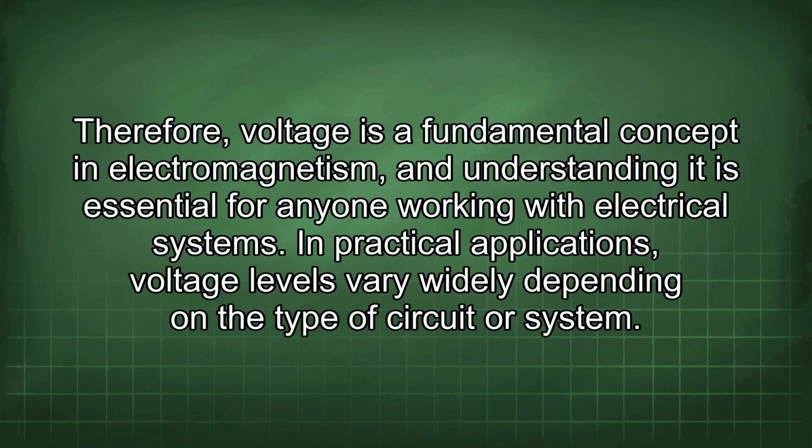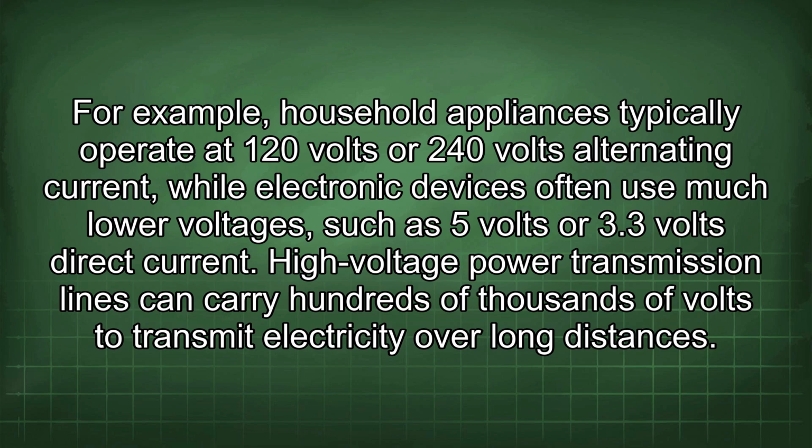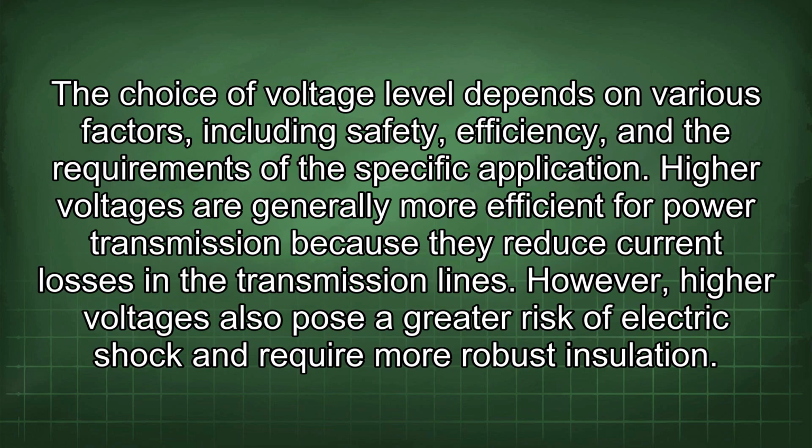In practical applications, voltage levels vary widely depending on the type of circuit or system. For example, household appliances typically operate at 120 volts or 240 volts alternating current, while electronic devices often use much lower voltages, such as 5 volts or 3.3 volts direct current. High voltage power transmission lines can carry hundreds of thousands of volts to transmit electricity over long distances. The choice of voltage level depends on various factors, including safety, efficiency, and the requirements of the specific application.